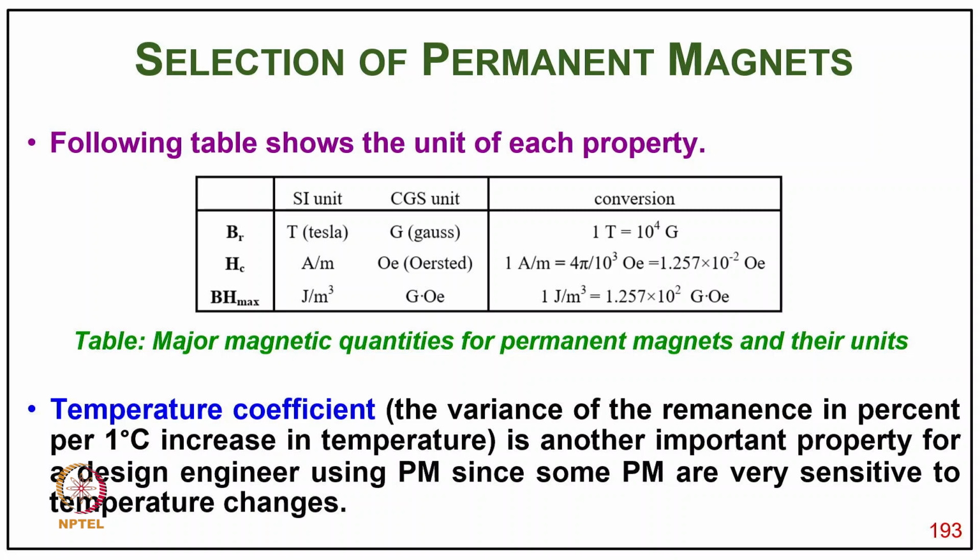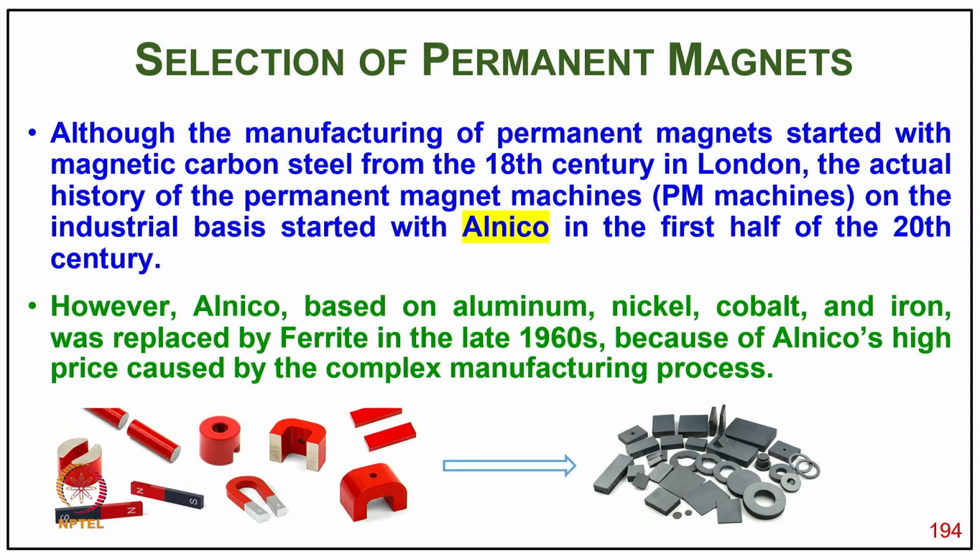So the temperature coefficient, the variation of the remanence for a 1 degree Celsius increase in temperature, is another important property for the design engineer in permanent magnet material, since some permanent magnet materials are very sensitive to temperature changes.